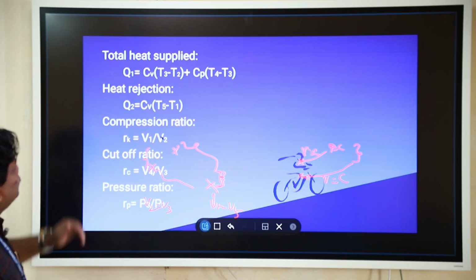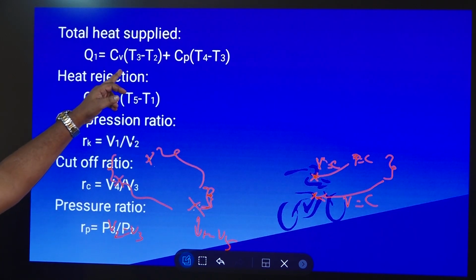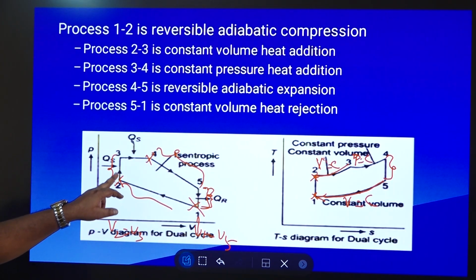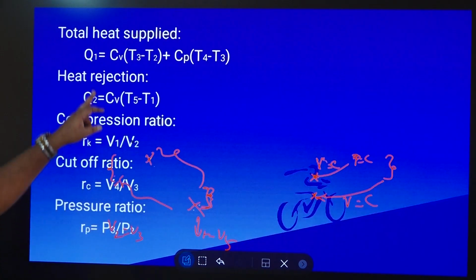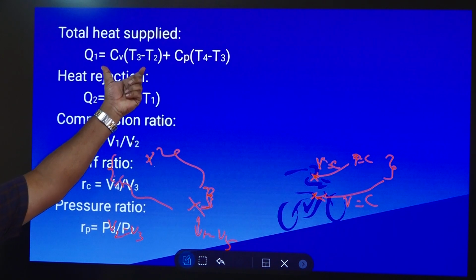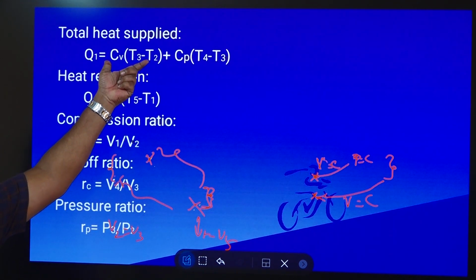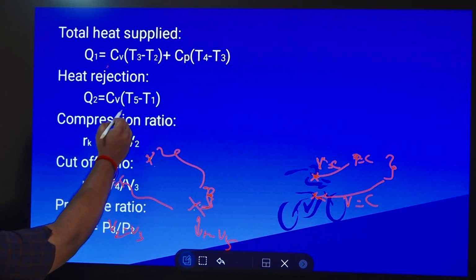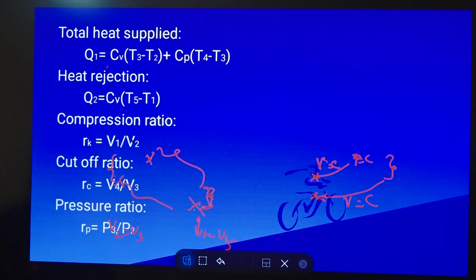The total heat supplied is Q1 equal to Cv into (T3 minus T2) plus Cp into (T4 minus T3). You can see that the heat addition takes place at constant volume as well as constant pressure. You get the sum of the heat addition from 2 to 3, which takes place at constant volume, and from 3 to 4, which takes place at constant pressure. The heat rejection takes place from 5 to 1, so Q2 is equal to Cv into (T5 minus T1).